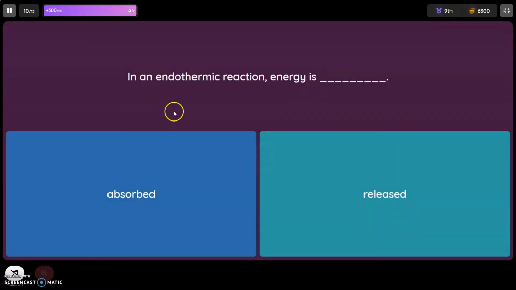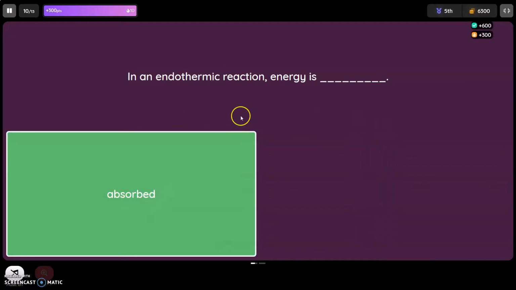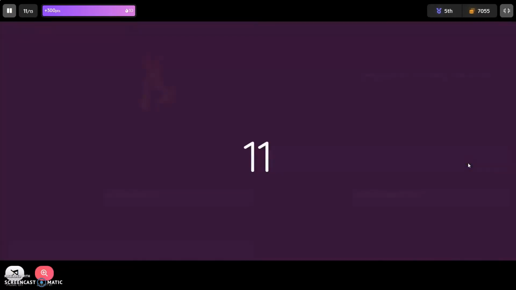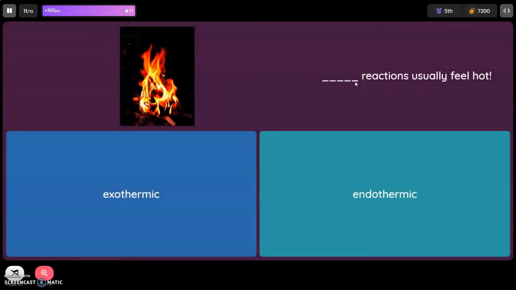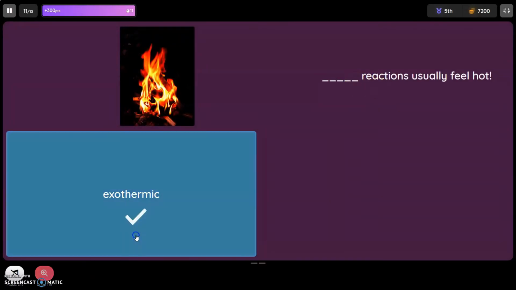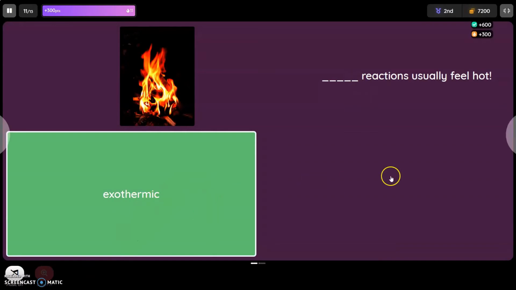In an endothermic reaction, is energy absorbed or released? Energy is always absorbed in an endothermic reaction because it feels much cooler. So an endothermic reaction is the one which feels cooler, which takes in energy. Which reaction usually feels hot? An exothermic reaction feels hot because energy is released to the surroundings.